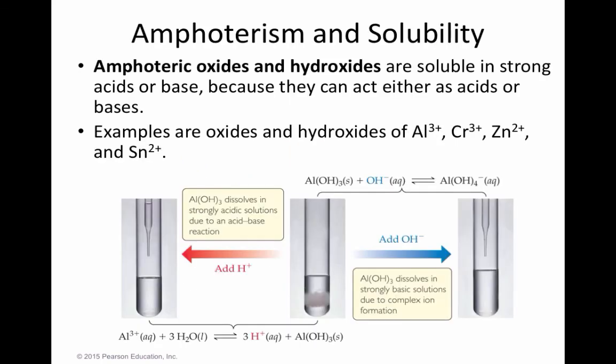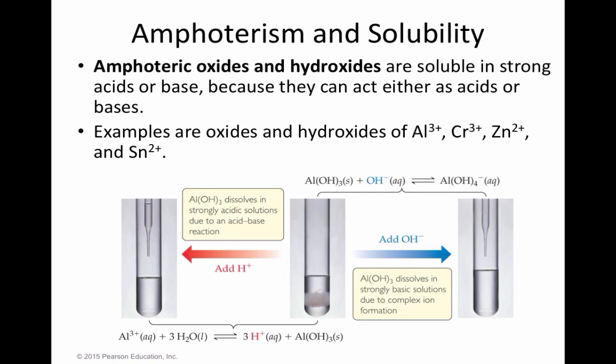So your book mentions amphoterism and solubility. We're not going to talk much about this, but it is good to know. Remember that amphoteric means that it could act as either an acid or a base. So if you have an amphoteric oxide or an amphoteric hydroxide, that just means that it is soluble in either strong acids or strong bases because of their ability to act as either an acid or a base. Some examples that you might see are oxides or hydroxides of aluminum, chromium, zinc, and tin.